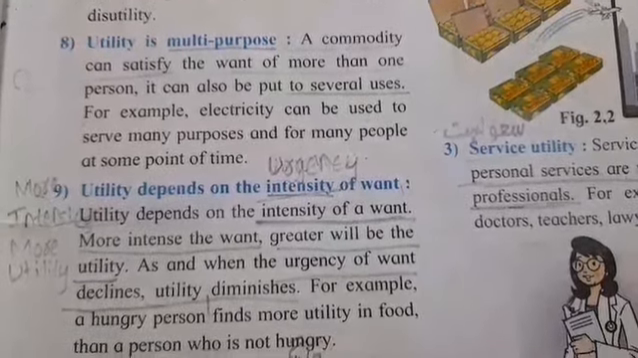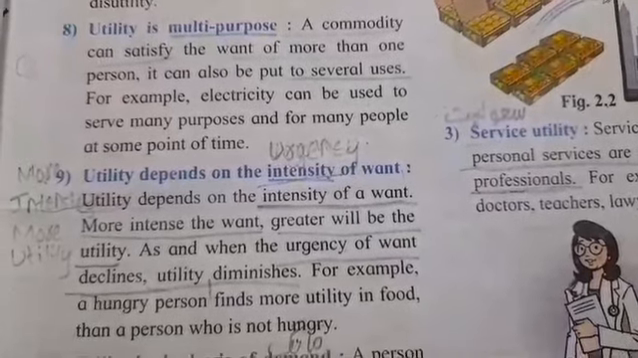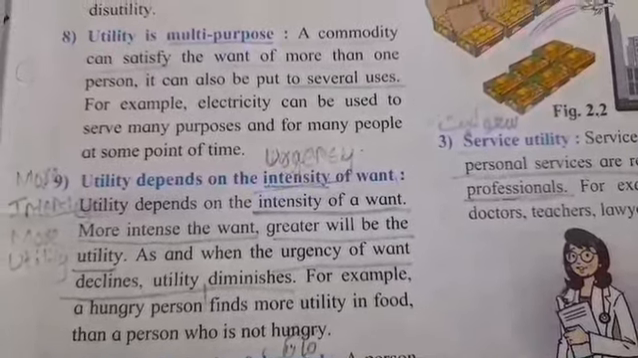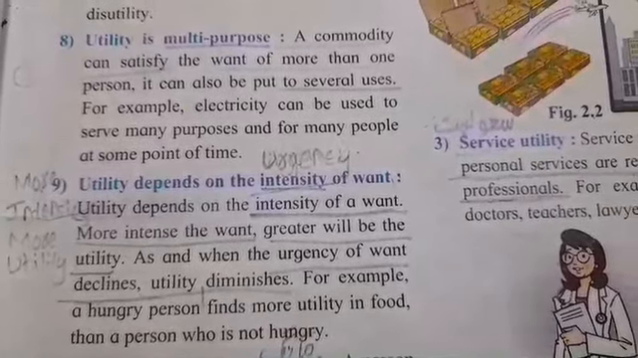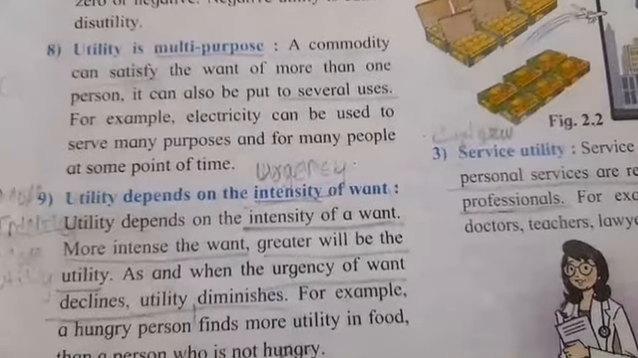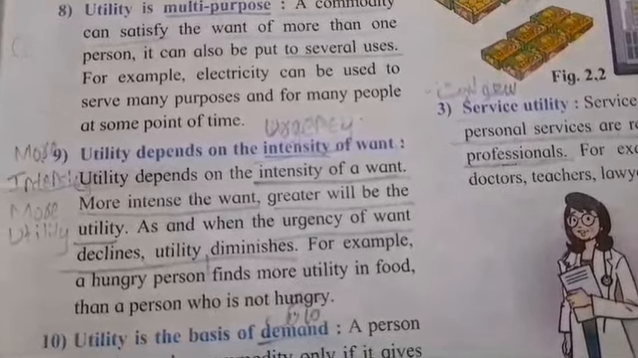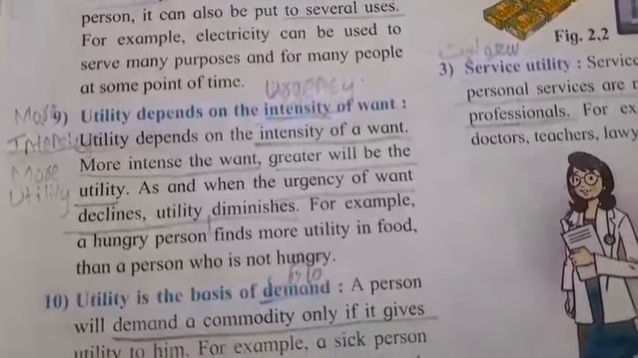Eight. Utility is multi-purpose. A commodity can satisfy the want of more than one person. It can also be put to several uses. For example, electricity can be used to serve many purposes and for many people at some point of time.